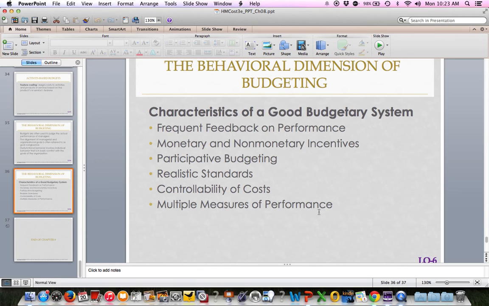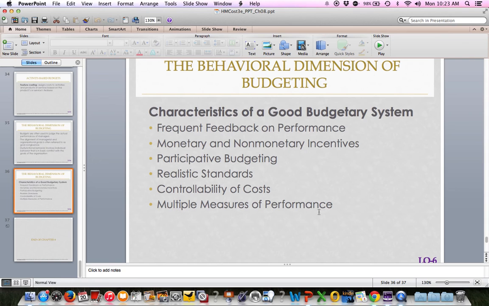When you're told, here's your budget, like it or not, here it is, it's not motivating. But if you were involved and there's two-way communication when your budget was put together and completed, and you understand why your budget is what it is, and it's achievable, it's realistic, now you're motivated. You want to meet that. Okay, so participative and realistic kind of go hand in hand.